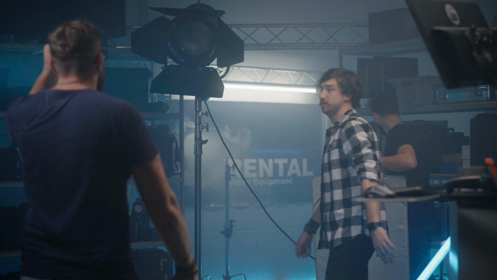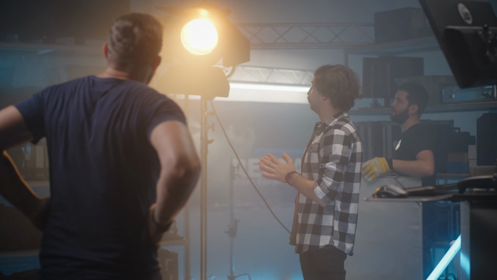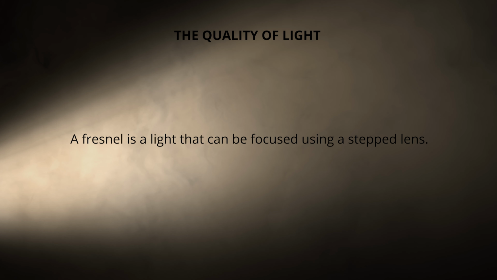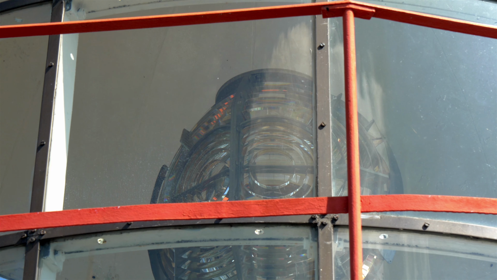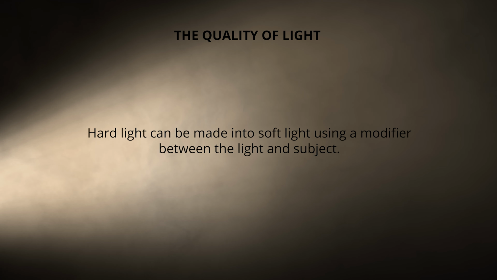If you want to create hard light, a good light to choose for the job is a Fresnel. A Fresnel is a light that can be focused using a stepped lens, like one found in a lighthouse. Hard light can be made into soft light using a modifier between the light and the subject. Soft light has a broad, gradual shadow edge and a transparent shadow. Soft light is a result of creating a larger lighting source, typically done with a modifier.